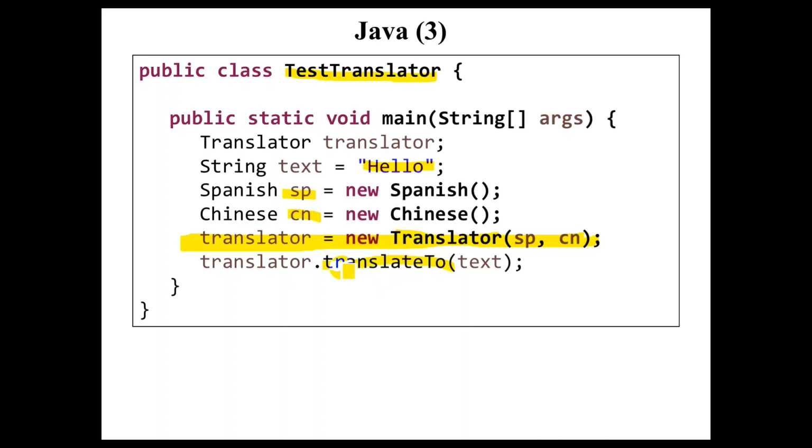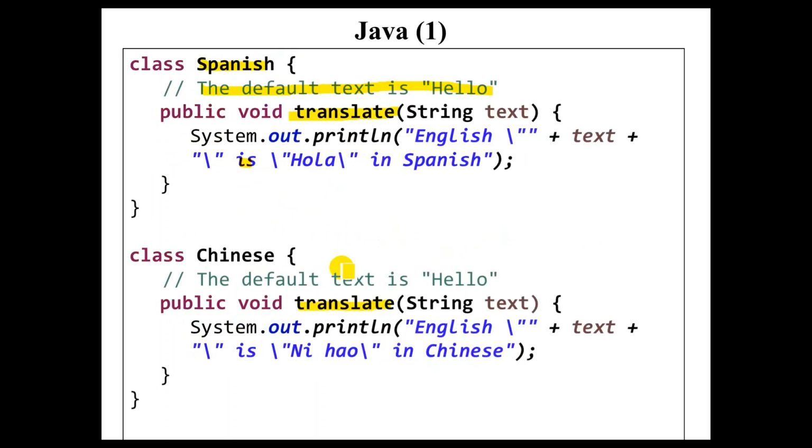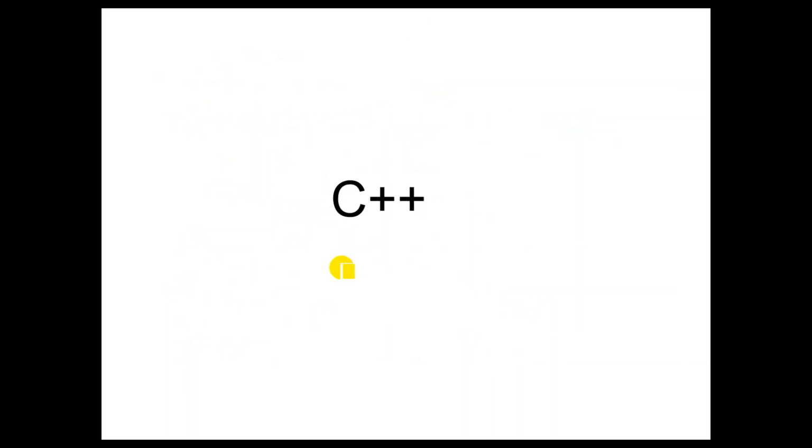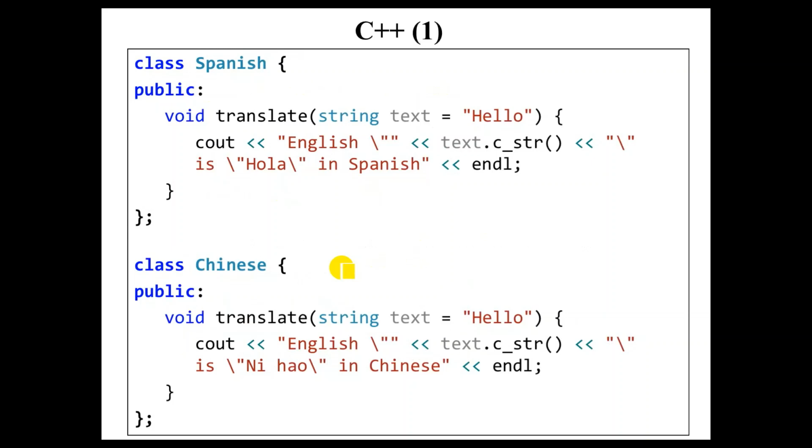So if you are proficient in Java, then you can look at this example, and if you are not comfortable in Java, then you can look at the C++ implementation. You can see here the C++ implementation is similar to the Java. I should not say similar, but in the context of this example, it is similar.